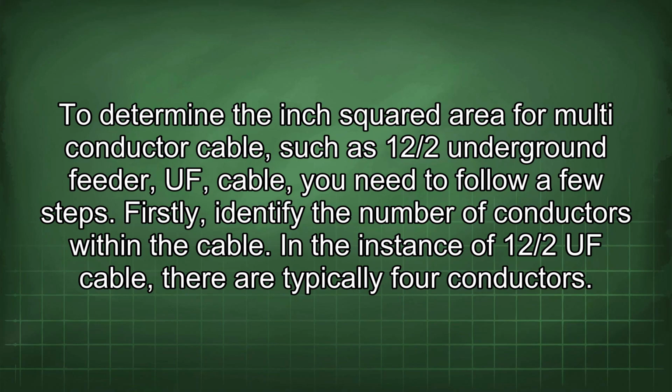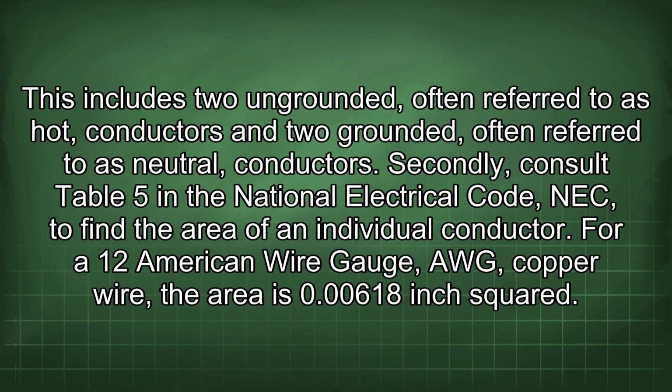To determine the inch-squared area for multi-conductor cable, such as 12/2 underground feeder cable, you need to follow a few steps. Firstly, identify the number of conductors within the cable. In the instance of 12/2 UF cable, there are typically 4 conductors. This includes 2 ungrounded, often referred to as hot, conductors and 2 grounded, often referred to as neutral, conductors.